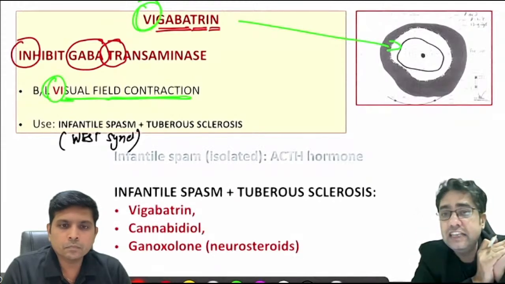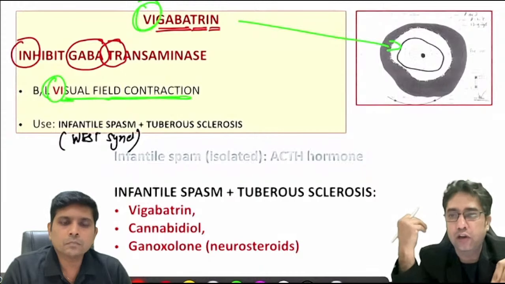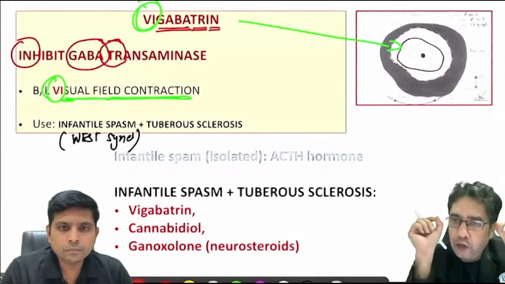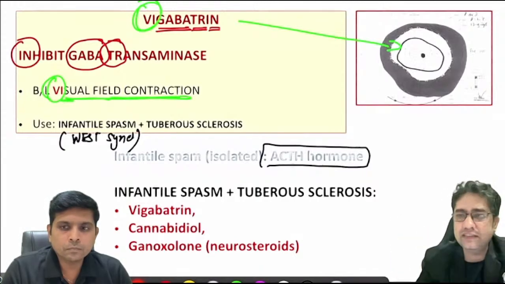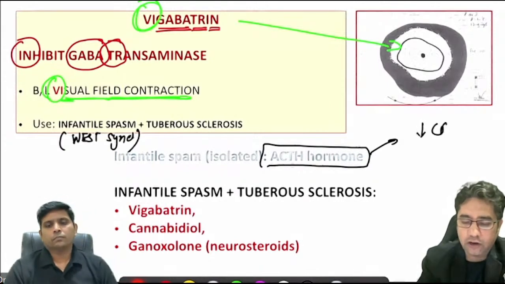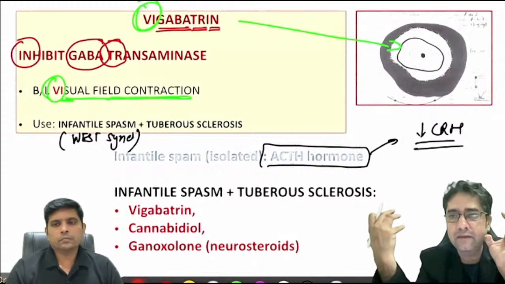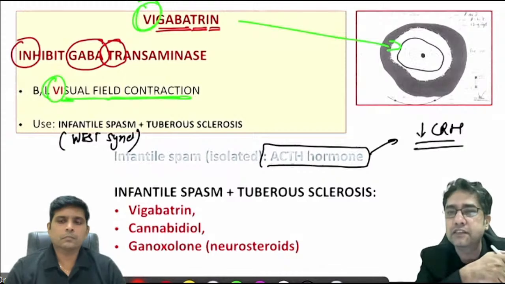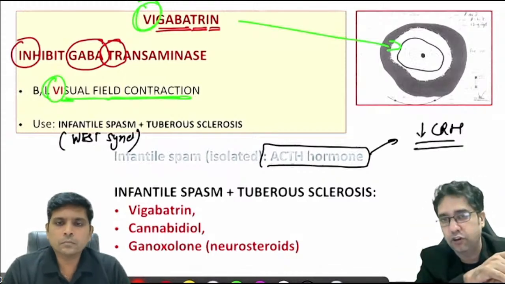Remember, if this infantile spasm is an isolated attack, it is not associated with any developmental or genetic abnormality. In that isolated attack of infantile spasm, during an acute attack, we can give ACTH hormone. The reason is very simple. ACTH inhibits or reduces the level of corticotrophin releasing hormone by negative feedback. CRH is epileptogenic. CRH से ही ये infantile spasm होता है. By giving ACTH, we can reduce the level of CRH hormone.